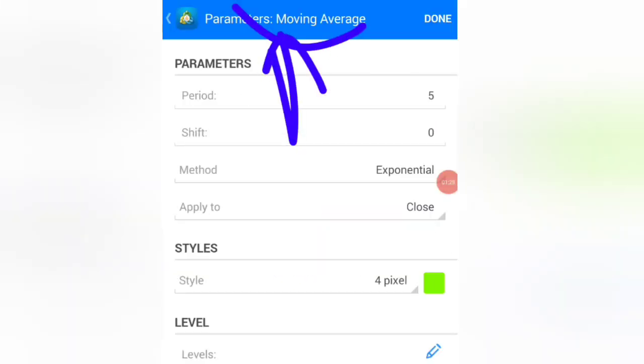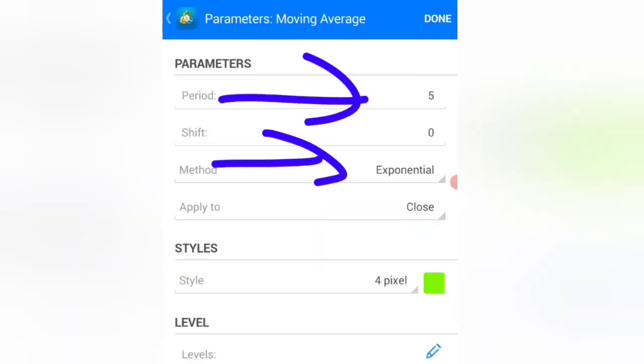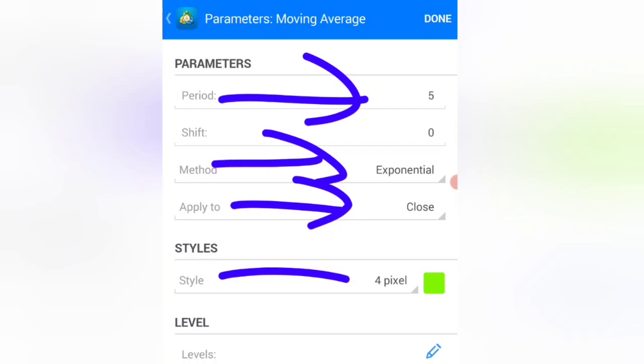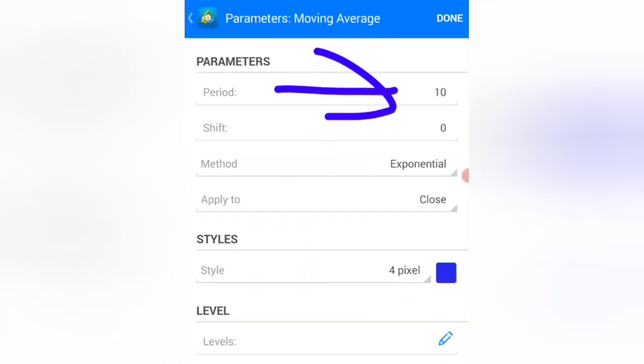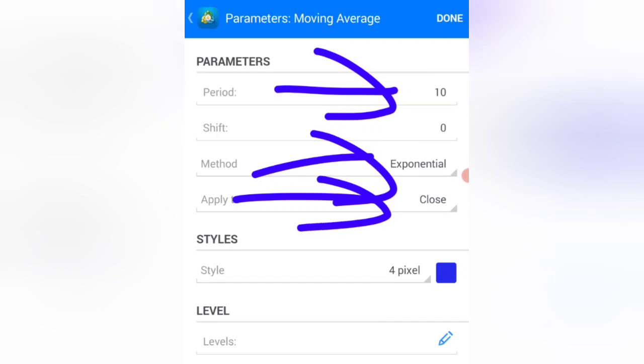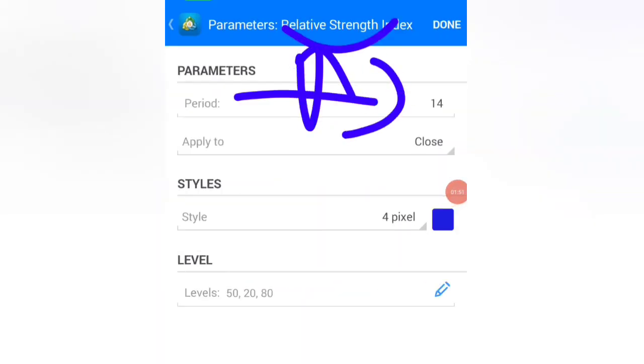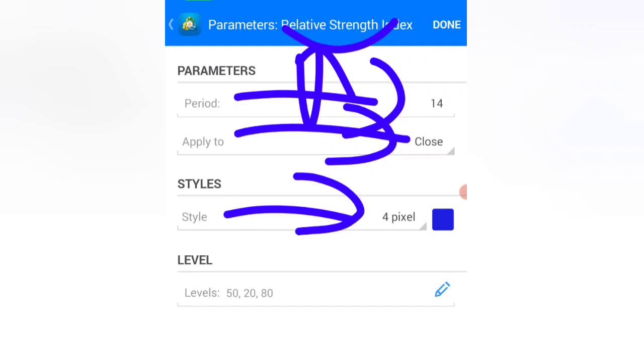For your first moving average, period must be 5, method exponential, apply to close, and color green. Then for your second moving average, period must be 10, method exponential, apply to close, and color blue. For the RSI, period must be 14, apply to close, color blue.